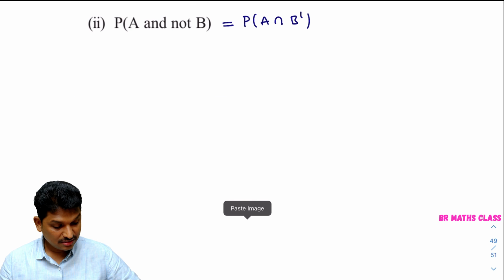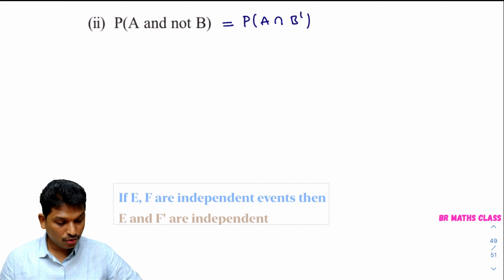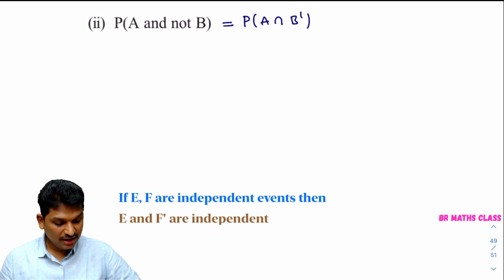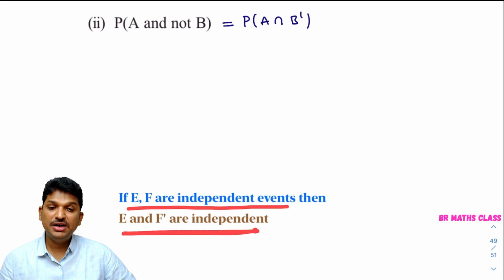Okay. Look here, this is the point we know. If E, F are independent events, then E and F dash are also independent. E, F are independent events, then E and F dash are independent events.